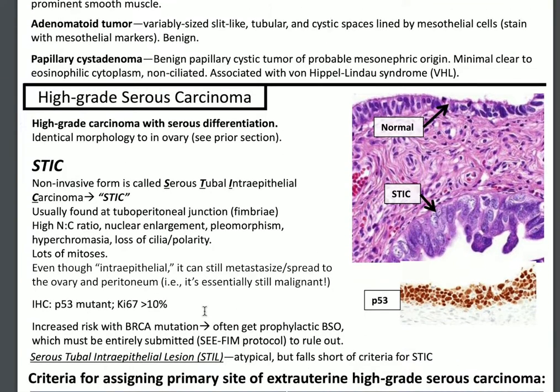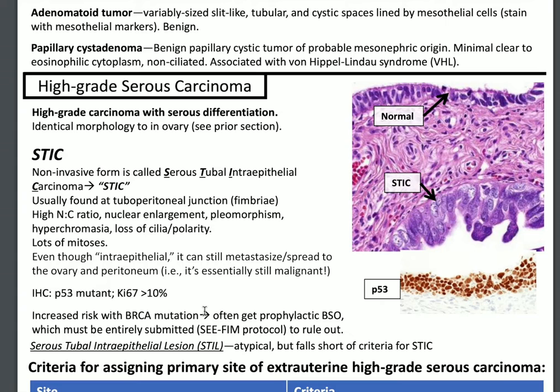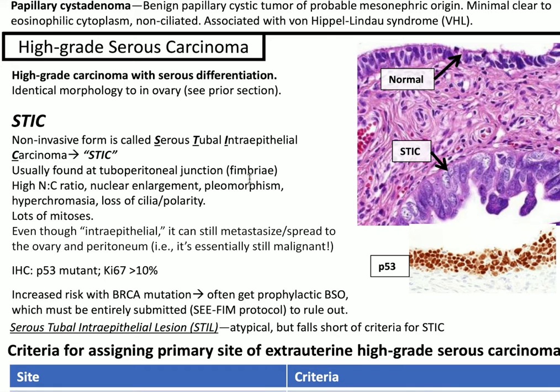High-grade serous carcinoma. This is high-grade carcinoma with serous differentiation. It's identical morphology to an ovary. STIC is the precursor for high-grade serous carcinoma. It stands for serous tubal intraepithelial carcinoma, and is usually found at the tubo-peritoneal junction at the fimbriae, hence why pathologists do the SEE-FIM grossing protocol. There's high N/C ratio, nuclear enlargement, pleomorphism, hyperchromasia, loss of cilia and polarity, lots of mitoses. Even though it's intraepithelial, it can still metastasize and spread to the ovary and peritoneum.